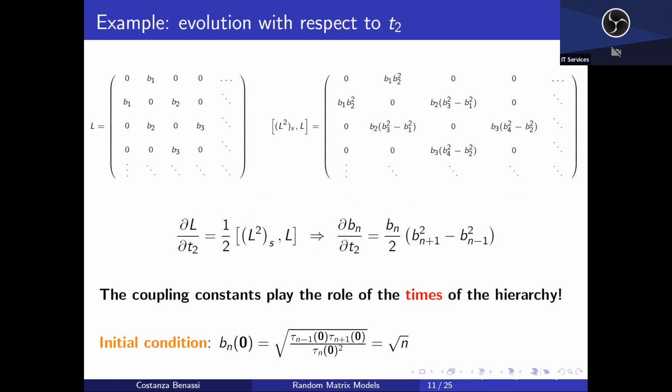So you can think of your bn basically as fields living on a lattice, on a one-dimensional lattice, and that evolve in this time t2. And there also, of course, there's going to be infinite flows because of these integrable hierarchies, one for each coupling constant. So the coupling constants play the role of the times of the hierarchy. And of course, there are infinitely many solutions of this hierarchy, but we are interested in the one that's consistent with the form that we have for our partition function, for our tau. And it is specified by this specific initial condition.